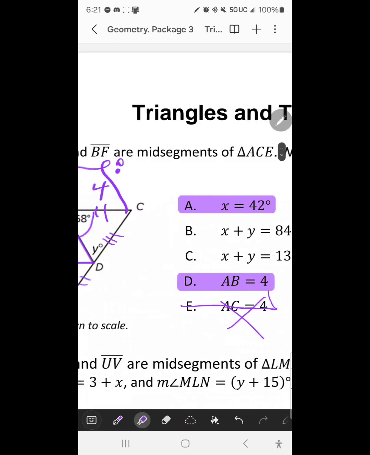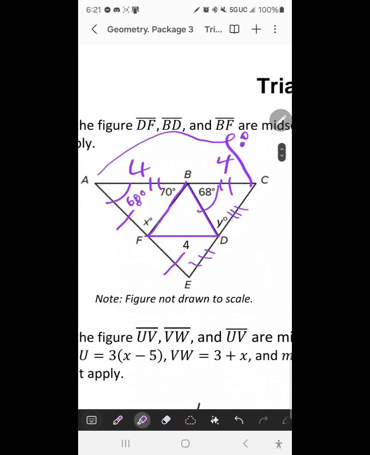Now B says x plus y, so I need to calculate y. I need to know this angle. Give me 1 second, I'm trying to figure out something. Okay, I know how to calculate y here. I need to calculate this angle. I just figured out how to calculate this angle.